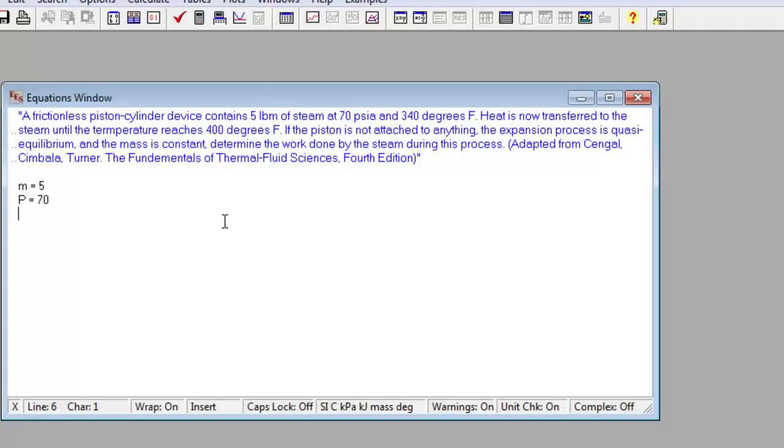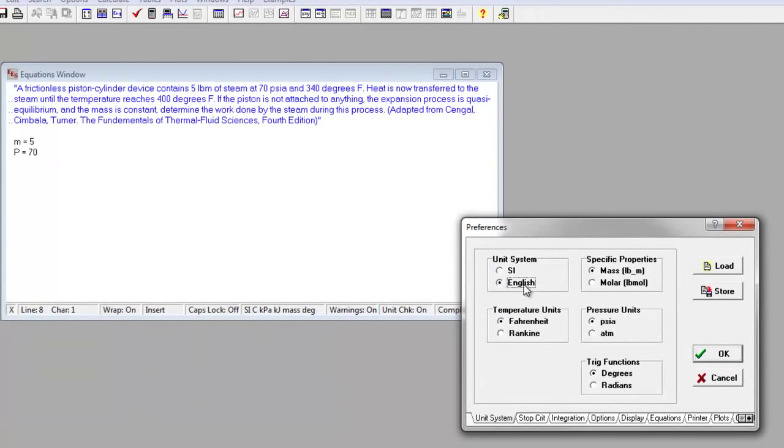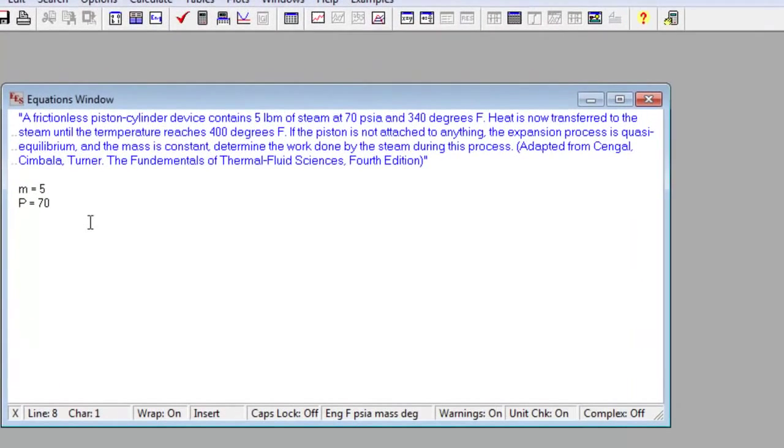Now, before we do anything else, this is really the first thing we should have done, is check the units. We're working in English units here, pounds, psi, degrees Fahrenheit, and you can see down here that everything is in SI units. So go ahead and click on that. We talked about this in the first video. And go ahead and change that to English. Make sure everything lines up, temperatures in Fahrenheit, mass, everything. So everything's great. Click the OK button, and let's move on.